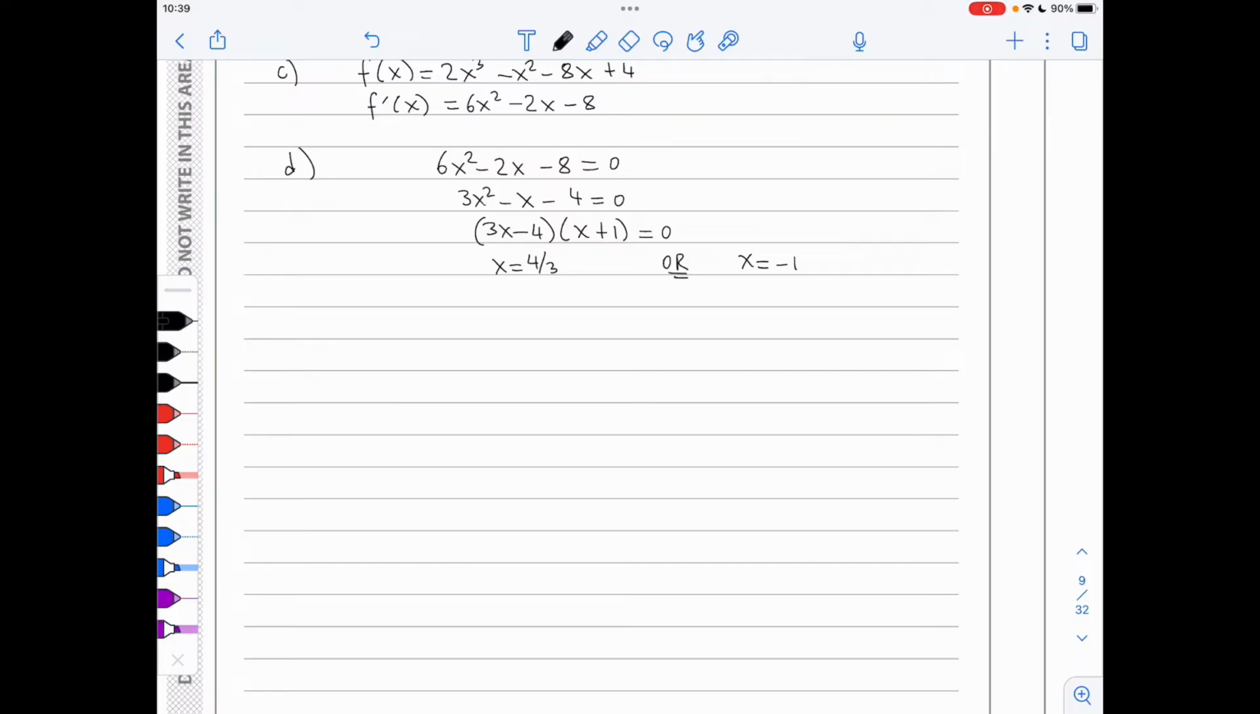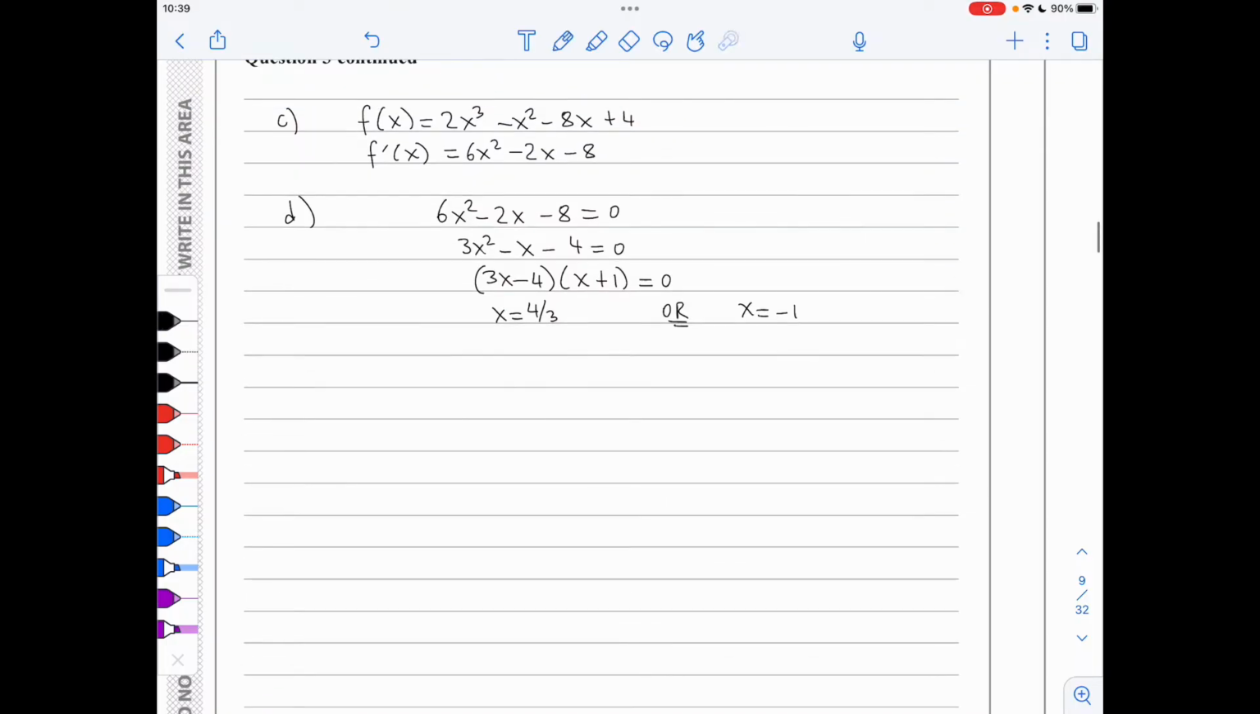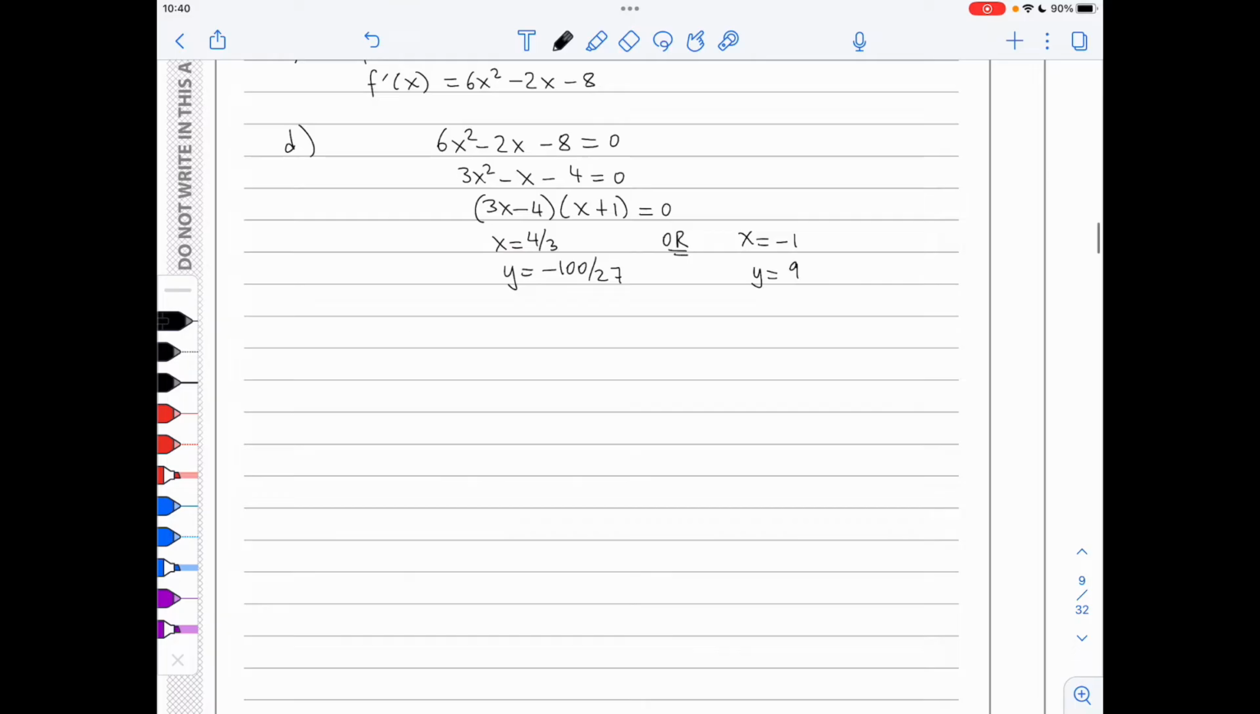We also need to find the y values for each of these x values. So for x is 4 over 3, I will substitute this into the equation for f of x, and I get that y is minus 100 over 27. And for x is negative 1, substituting again in f of x, we get that y is 9. And therefore the coordinates are 4 over 3, minus 100 over 27, and negative 1, 9.